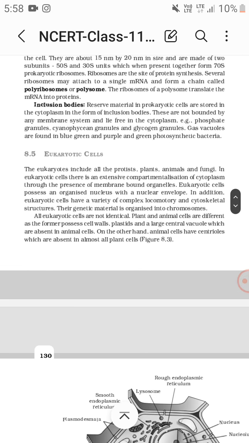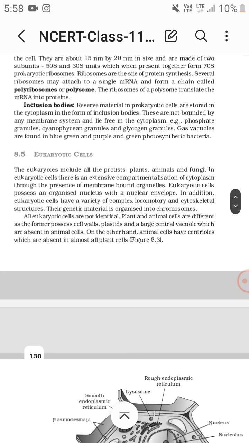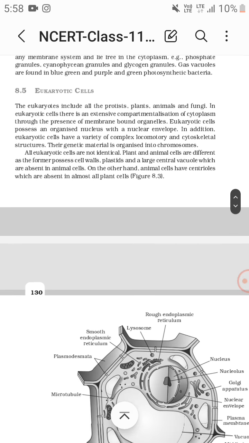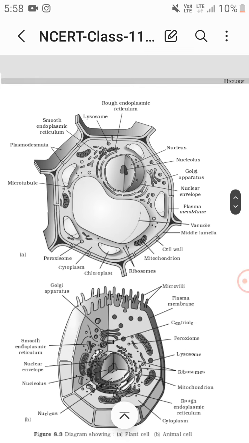Inclusion bodies. Reserve material in prokaryotic cells is stored in the cytoplasm in the form of inclusion bodies. Eukaryotic cells, now you see in the diagram showing the plant cell and animal cell.